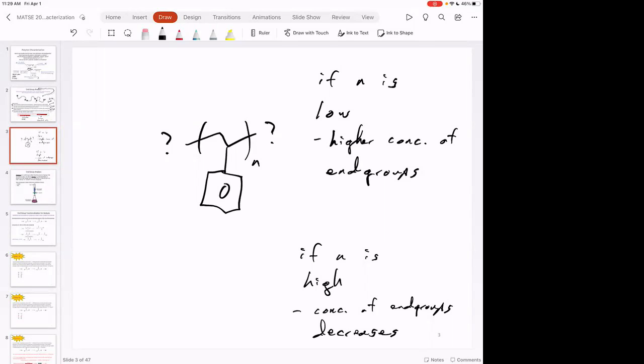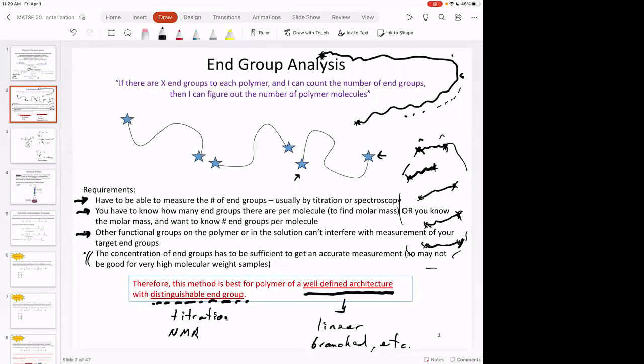You'll have an idea what's going to be on there, but don't forget some of the basics like AIBN and benzoyl peroxide. All right. So the point is, for end group analysis, you need to know what the chain looks like. So you know the ratio of end groups to the ratio of monomers, and you need to be able to detect the end groups.